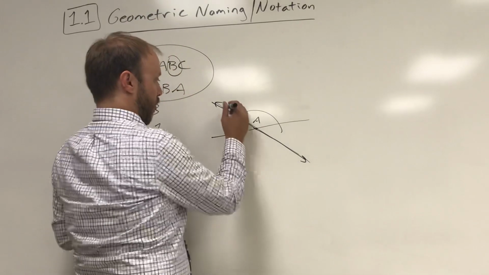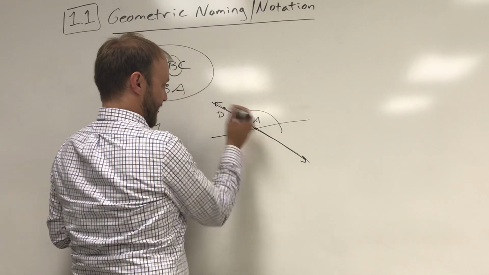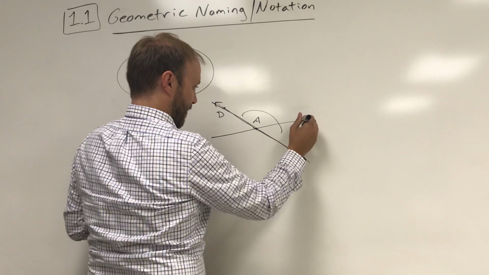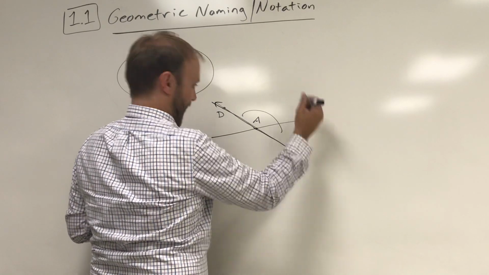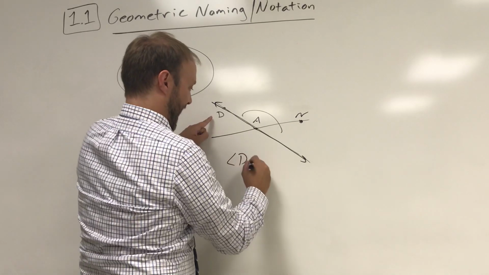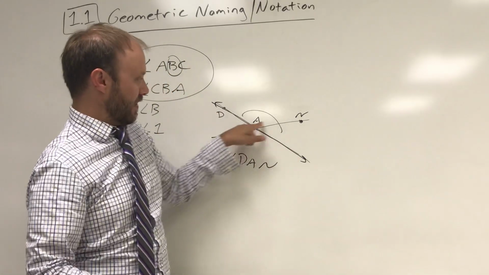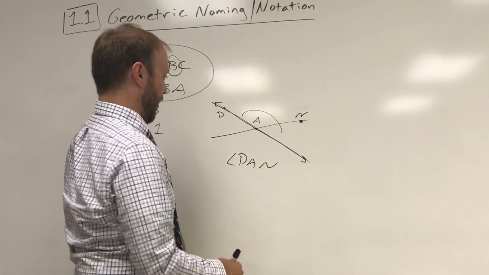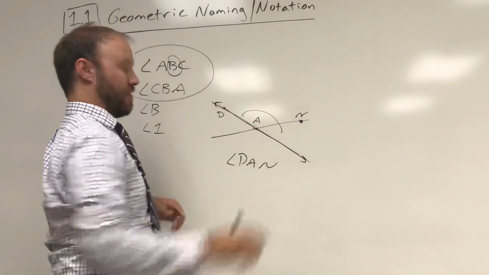So you would want 3 points here. Maybe you would have point D, and you'd have point N or something like that. We could have angle DAN, and then everybody knows we're dealing with this angle right here. Or we can name it going the other direction.